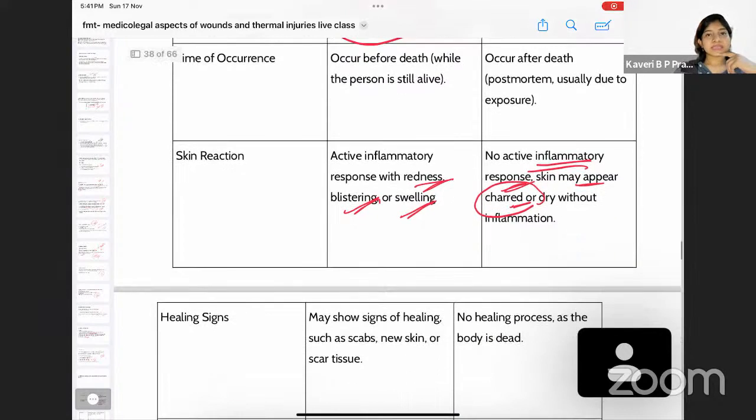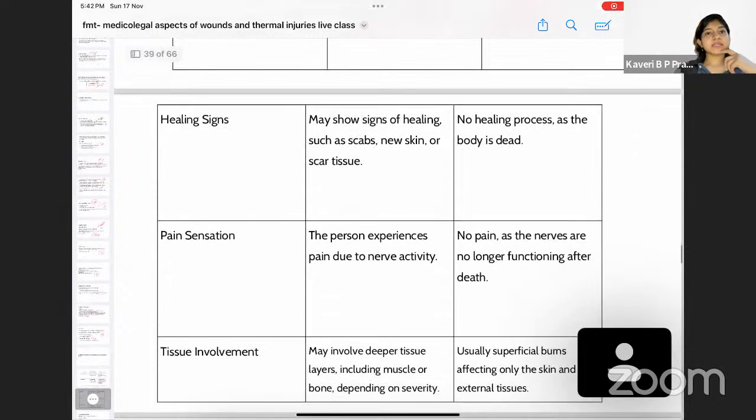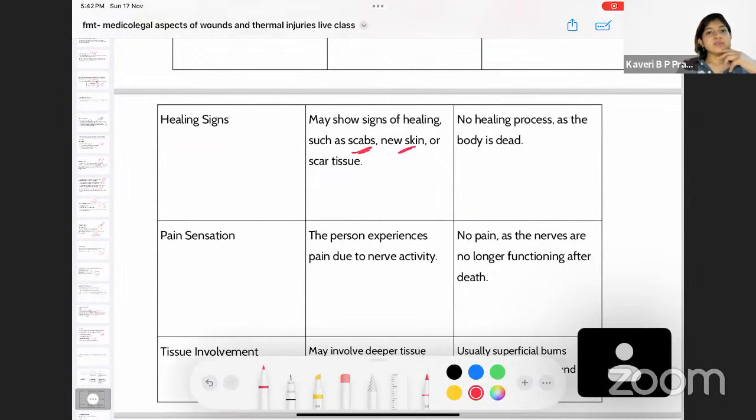Coming to the healing signs, an antemortem burn might show signs of healing. For example, scabs might be seen, new skin or scar tissue might be seen. Whereas in the case of a postmortem burn, there won't be any healing process seen.